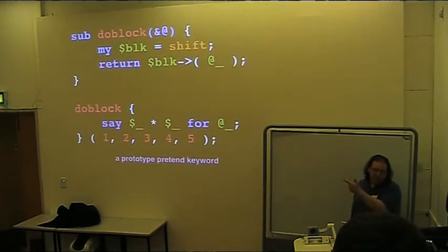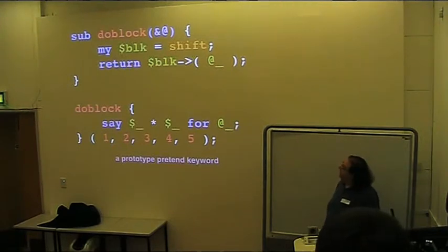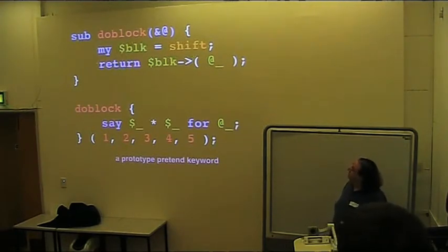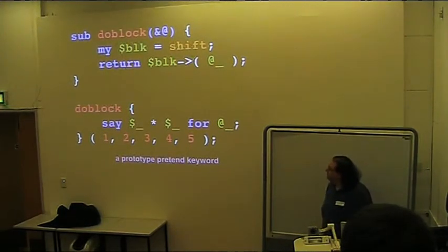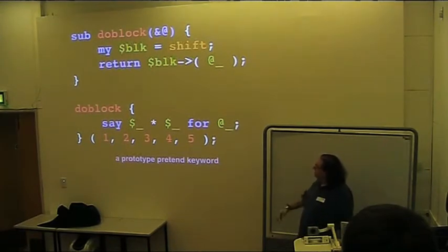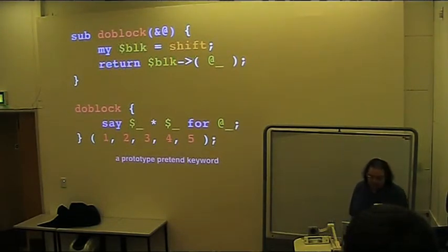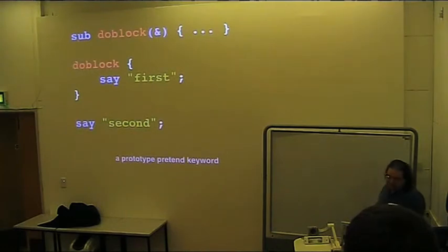Here's one called do block, and we can tell from its prototype that it takes a subroutine and a list. And that list might be empty, but the subroutine is mandatory, and all it does is it gets that subroutine ref and invokes it, passing in whatever's left on the list. And if you look at this code here, this works great, and it's going to just spit out the first 5 square numbers. And that's really nice. But it's not always nice. There are some gotchas here.